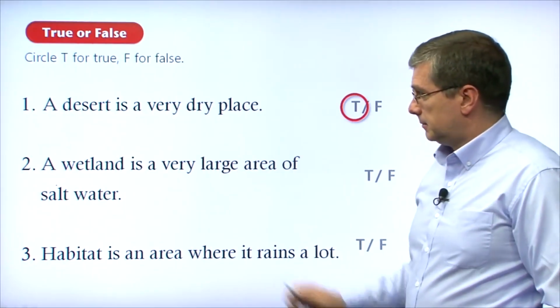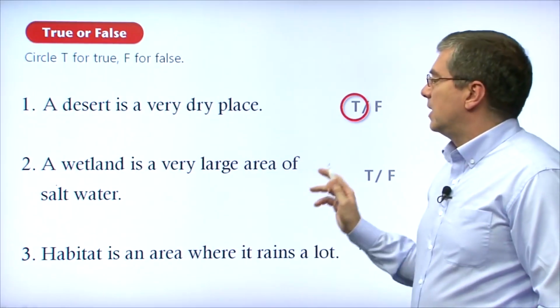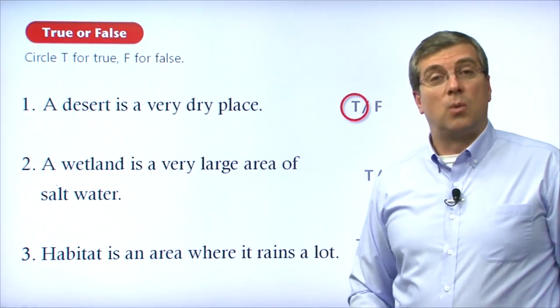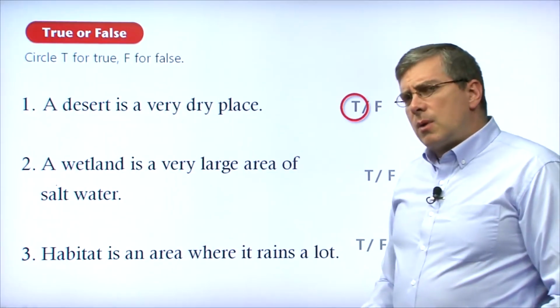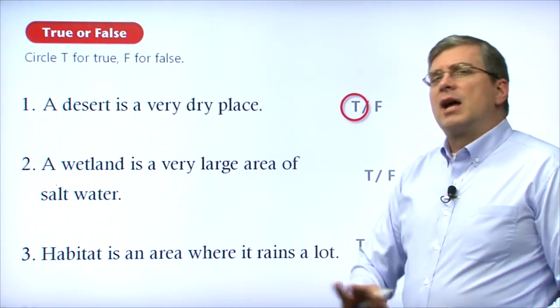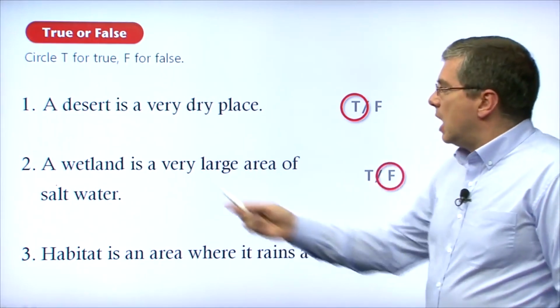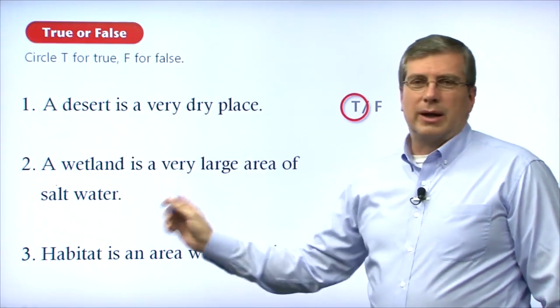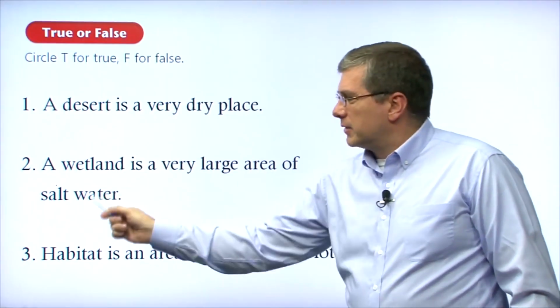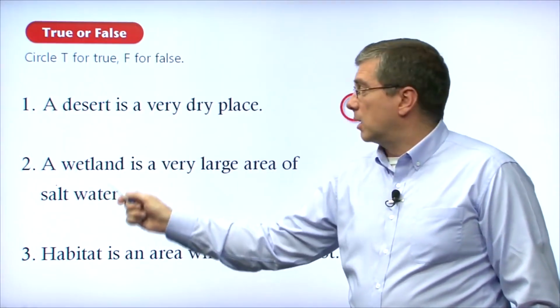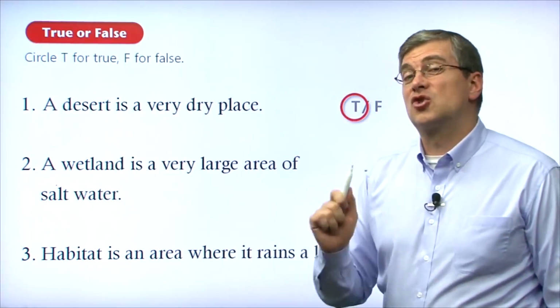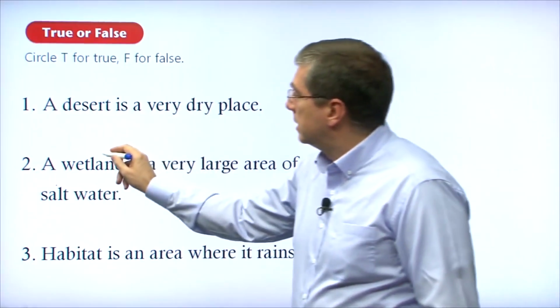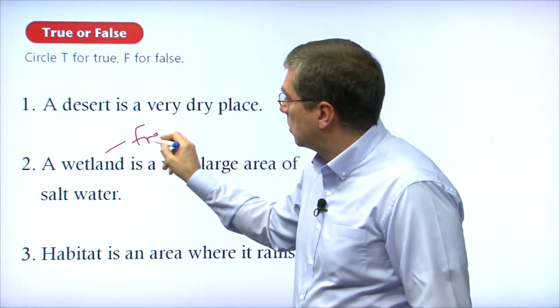Number 2. A wetland is a very large area of salt water. Is that true or not? That's not true, right? That's false. A wetland is not salt water. I didn't really talk about that before. I was talking about an ocean has salt water. But a wetland is usually fresh water, right? Wetland is usually fresh water.